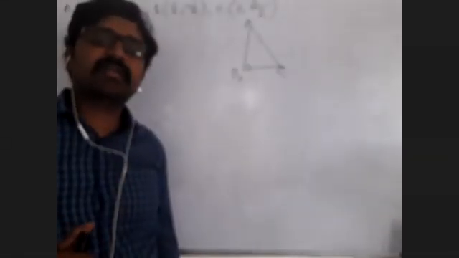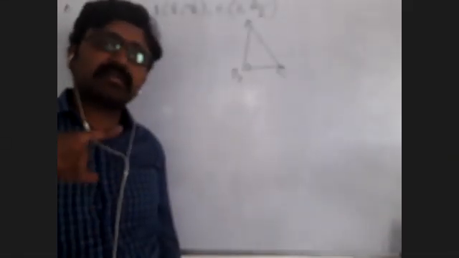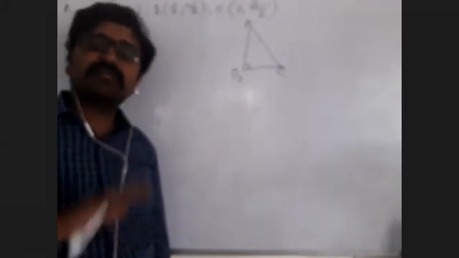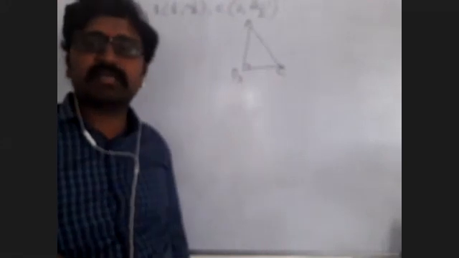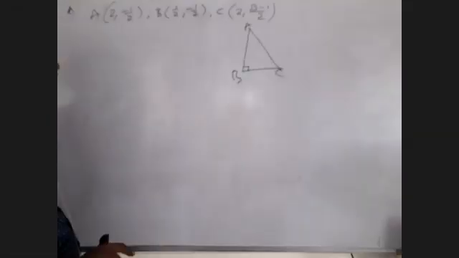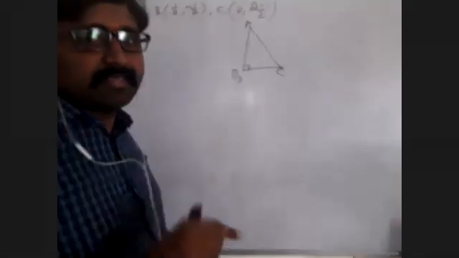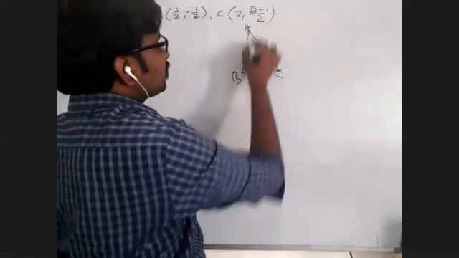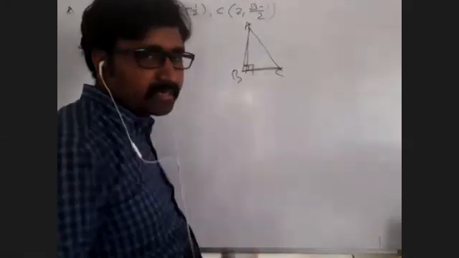For an acute angle triangle, inside. For an obtuse angle triangle, outside. Already we have these notations. So we have to check whether this is a right angle triangle or not. See, for a right angle triangle, these two sides are always perpendicular.